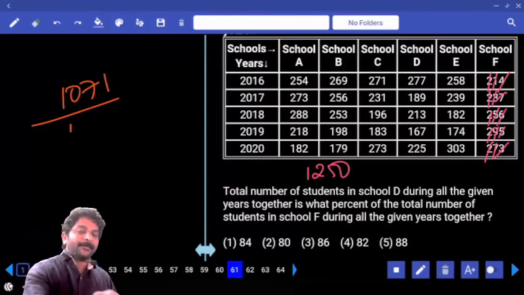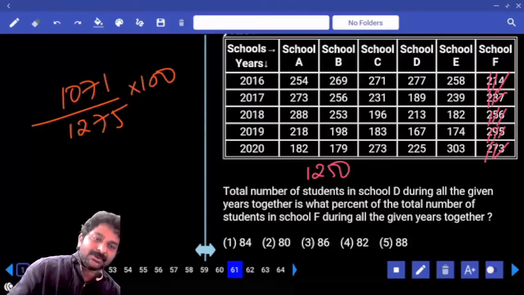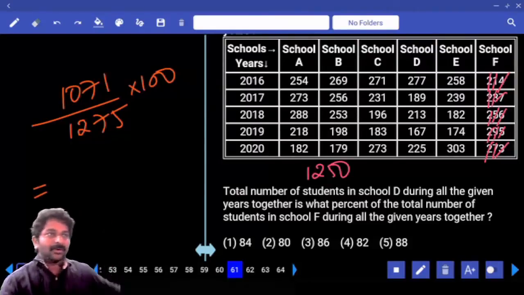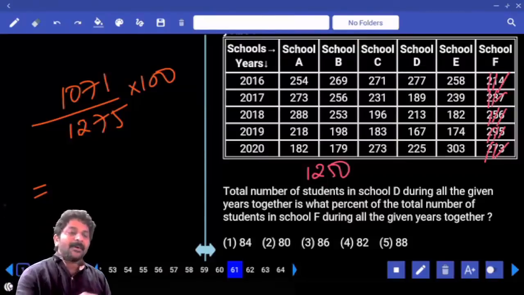1250 plus 25, 1275. Percentage, that means into 100 only. Right. Look at your options. Don't try to get the answer directly. Don't go for cancellation. Look at your options, you'll get some idea. Options are nearby. Come on.